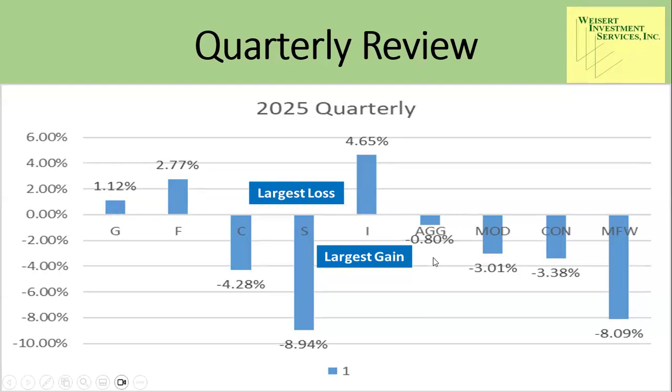Okay. Now, how does that relate to the aggressive models that we have here? You can see the aggressive model for the quarter. It was down 0.8%, basically due to that last week or two of the quarter. Moderate fund was 3.01, and the conservative was 3.38, which all three of those didn't lose as much as the C fund. Mutual fund window, it lost 8% for the quarter, but I'll be talking about that a little bit more because it's a little bit misleading there.